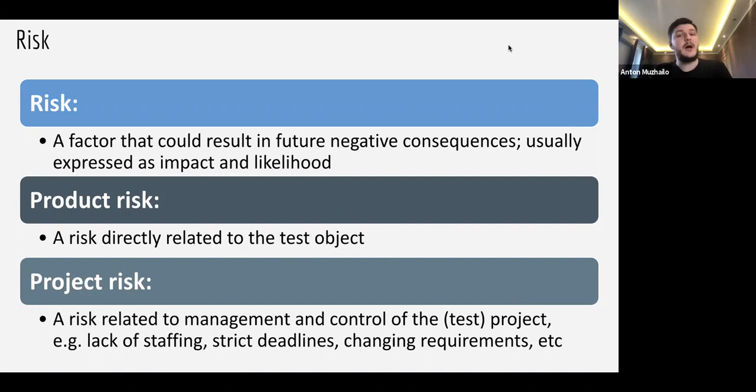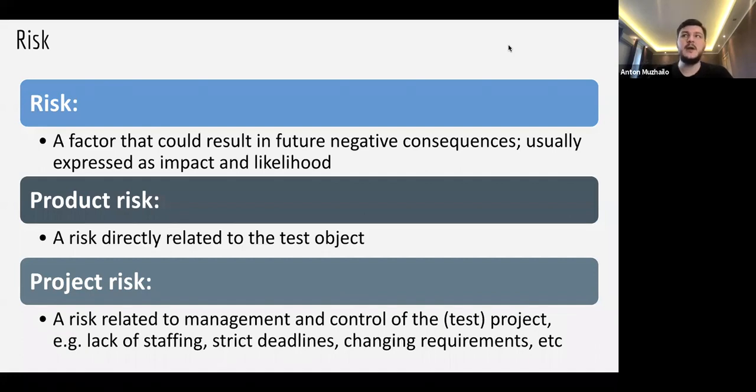There are two types of risk we usually interact with in real life. The product risk is the risk directly related to the test object. So the product risk is something you could actually deal with. There is also the project risk, which is related to the management, control, resources, deadlines, etc. So we'll be focusing more on product risk than the project risks.